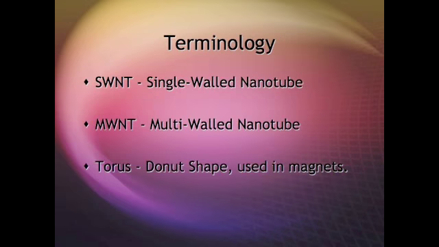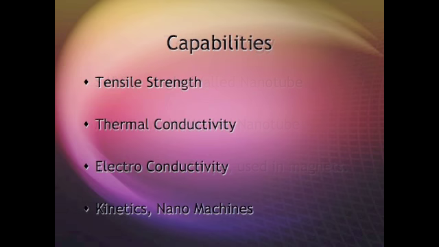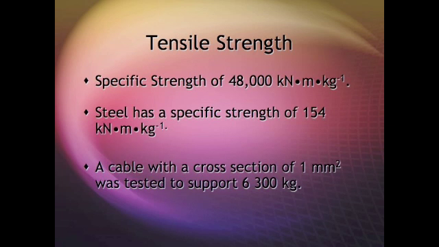Some terminology used in the discussion of nanotubes is the SWNT, or the single-walled nanotube. Another type of nanotube is the MWNT, or the multi-walled nanotube. The torus is a donut-shaped nanotube, which is used in magnets. Carbon nanotubes have tremendous capabilities. Their capabilities range from their tensile strength, their thermal conductivity, their electroconductivity, and their uses in kinetics and nanomachines.